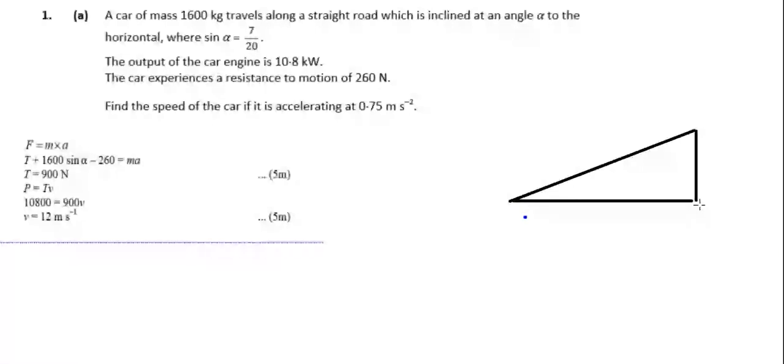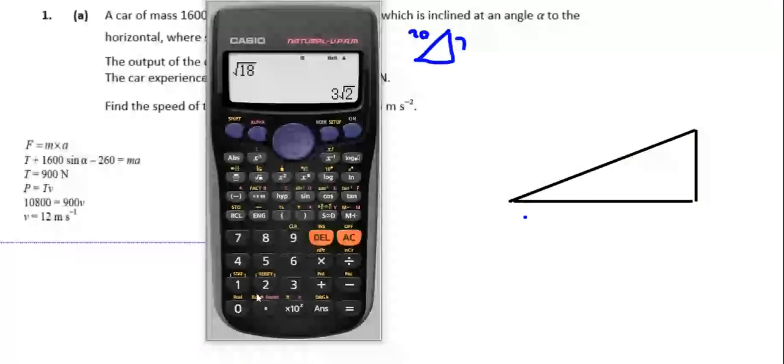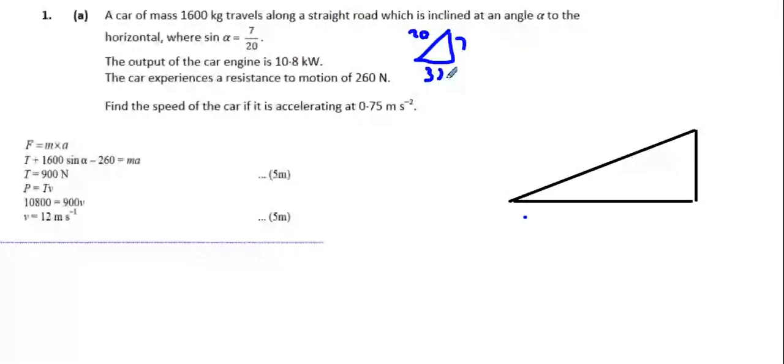So what this essentially means is we know that sine alpha is 7 over 20. So we need to find the adjacent side. So it's going to be 20 squared, take away 7 squared. Then we're going to square root our answer. Just 3 root 39, okay? So cos alpha is 3 root 39 over 20. And sine alpha we already know, which is 7 over 20.